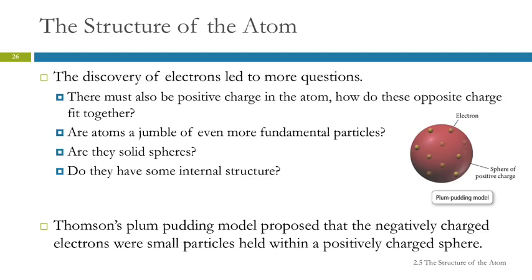So in this model, the electrons are like blueberries, and then there's some sphere of positive charge, and that's like the cakey part of the muffin. Okay, and so the blueberries are just like randomly inside the muffin. The electrons are just inside there somewhere. You got to start with some hypothesis.